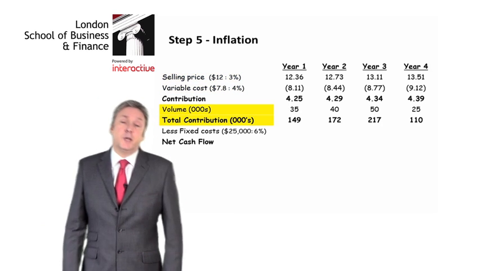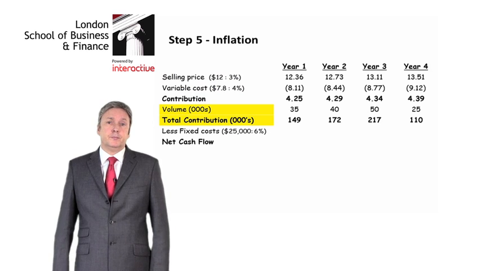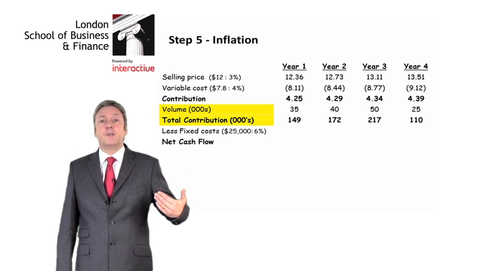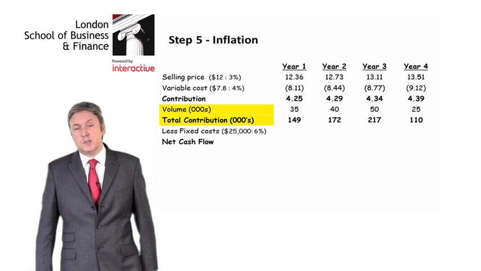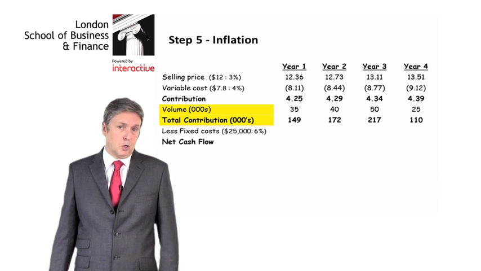Then what we do is we include volume. By dealing with things per unit, we can inflate up easily. Now all we do is multiply up by the volume to get the total contribution.